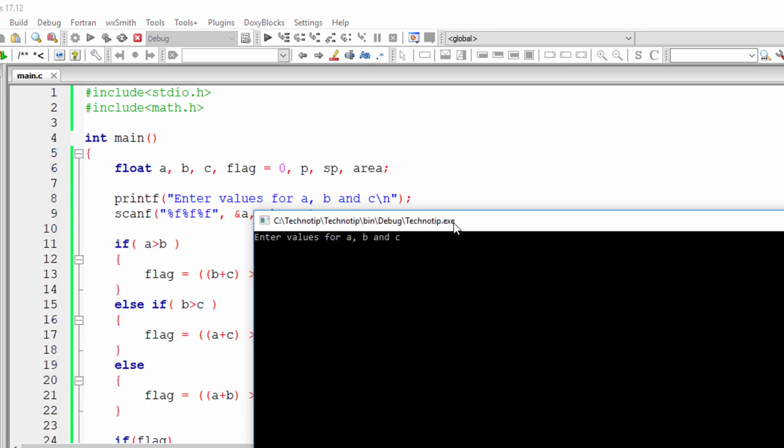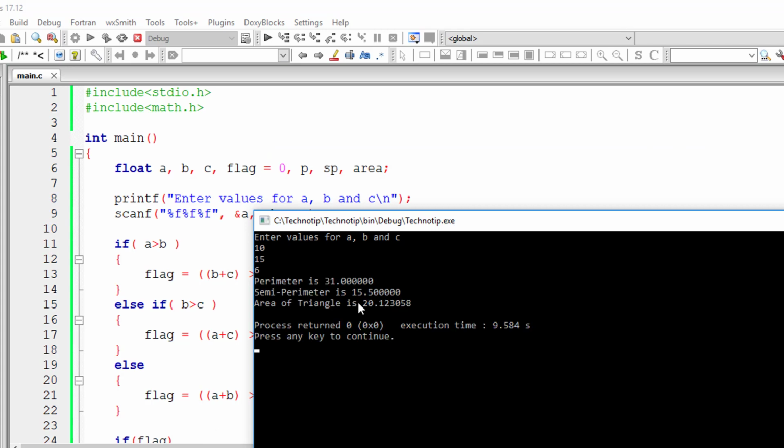Now I'll give 10, 15 and 6. The largest side is 15, so the other two are 10 and 6. 10 plus 6 is 16, which is greater than 15. So it is a valid triangle. Perimeter, semi-perimeter and area of the triangle have been displayed.